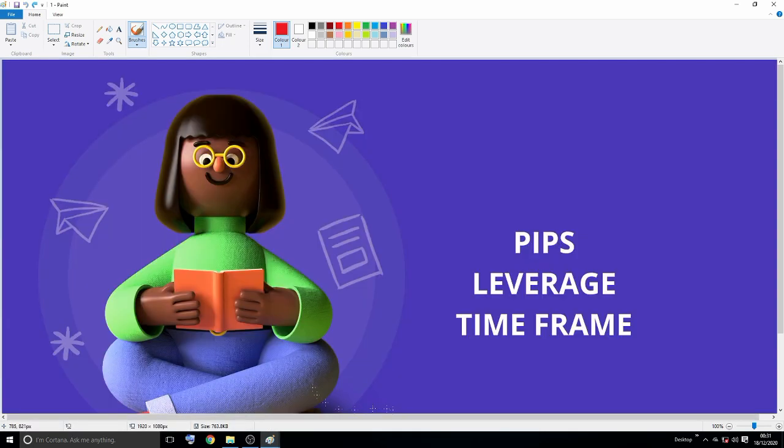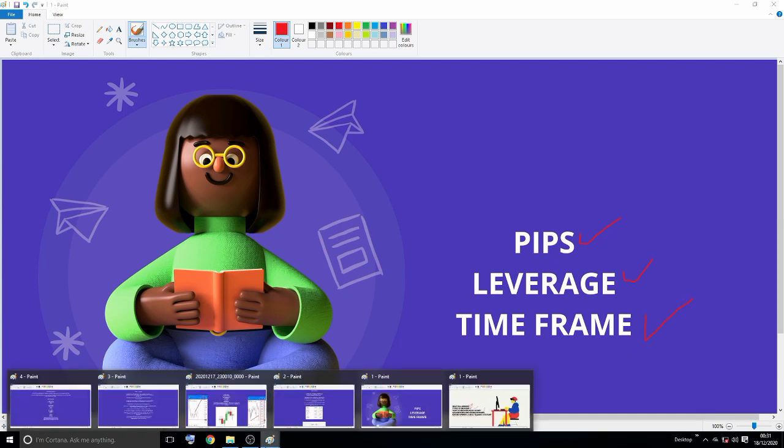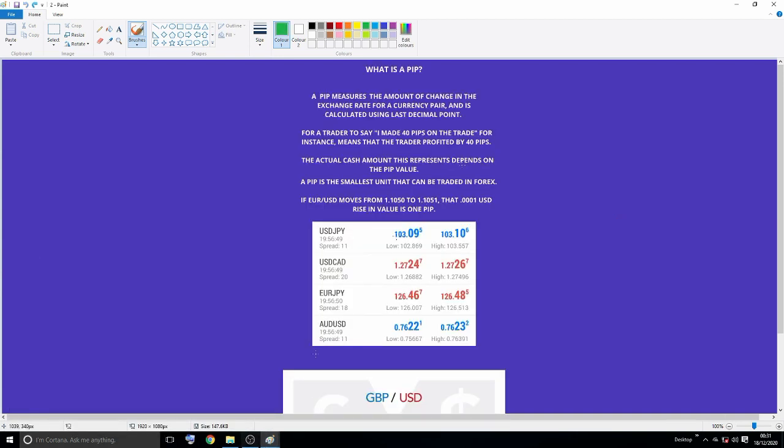So today we'll be covering topics like pips, leverage, and time frame. So let's continue with this video and get to understand what a pip is, what leverage is, and what time frame is. So what is a pip?